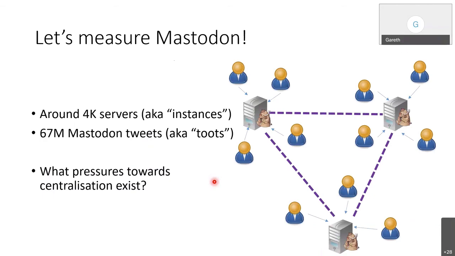So what we started doing was measuring Mastodon. We set up a distributed measurement infrastructure that spent 18 months connecting to all of these servers, pulling down the toots. The toots is the Mastodon equivalent of a tweet. Those are the microblogs, as well as the different federated links that were connecting them at any point in time.